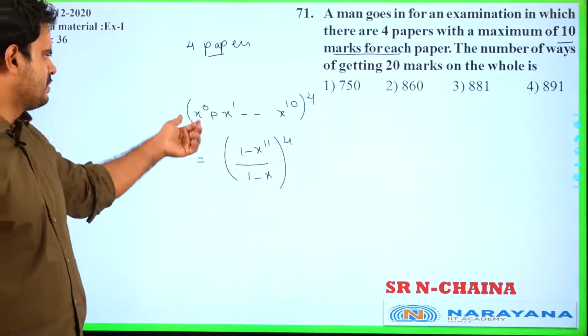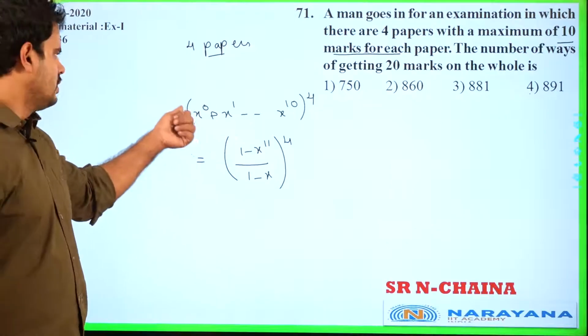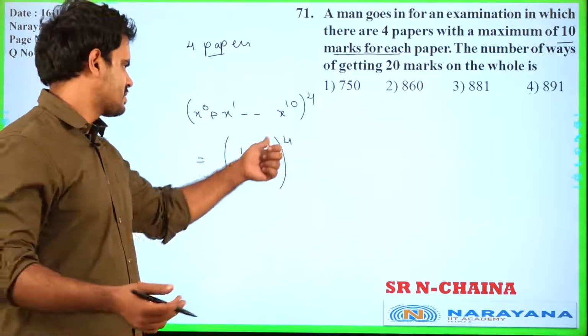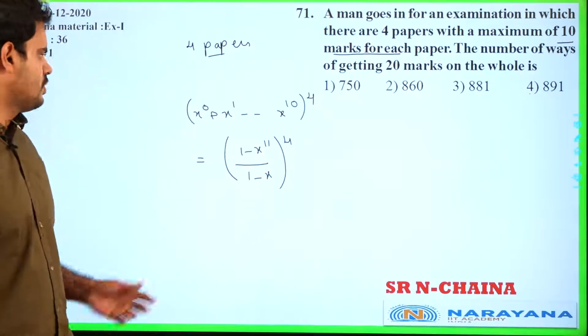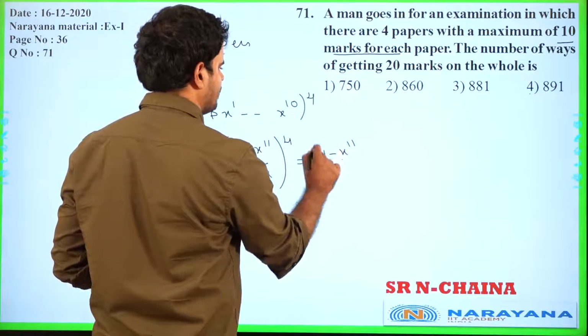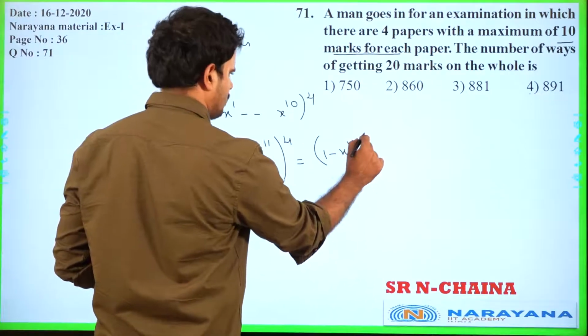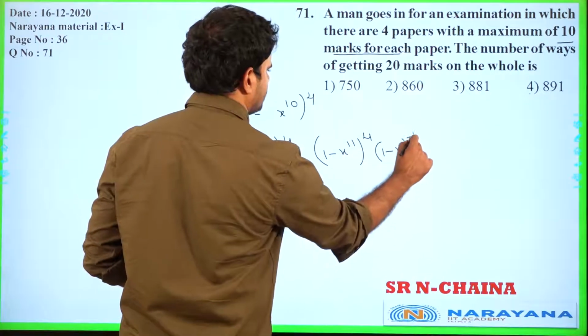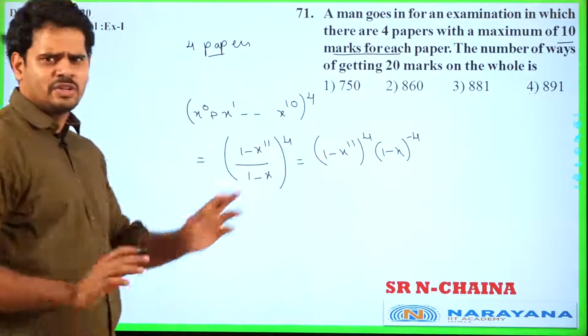We know this is the GP formula: x to the power 0 plus 1 plus x squared plus so on up to x to the power 10 equals (1 minus x to the power 11) by (1 minus x). So the whole power 4 gives (1 minus x to the power 11) whole power 4 into (1 minus x) whole power minus 4. We know all this from the binomial theorem.